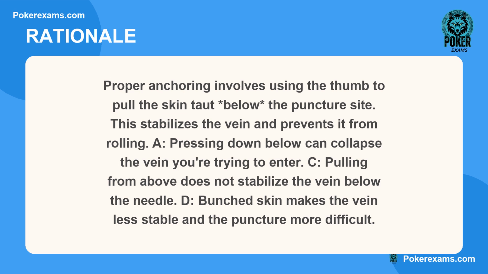Here is why. Proper anchoring involves using the thumb to pull the skin taut below the puncture site. This stabilizes the vein and prevents it from rolling. A, pressing down below can collapse the vein you're trying to enter. C, pulling from above does not stabilize the vein below the needle. D, bunched skin makes the vein less stable and the puncture more difficult.